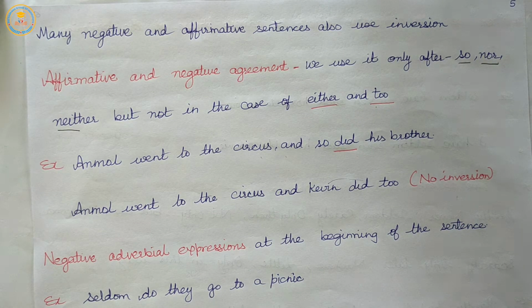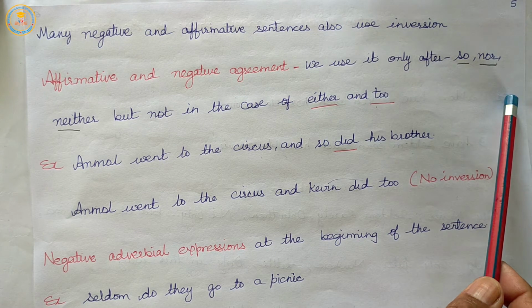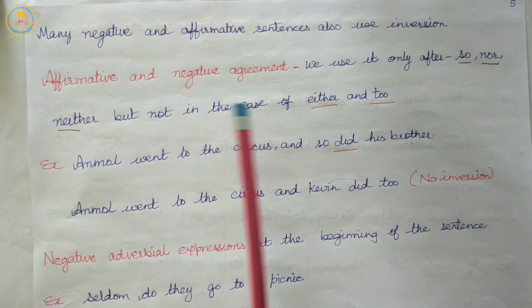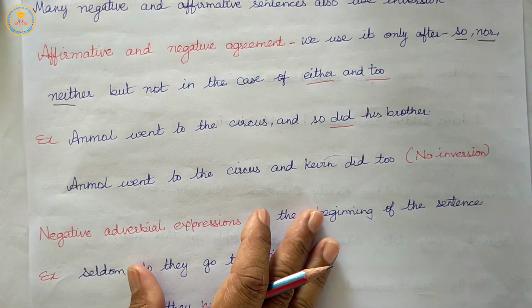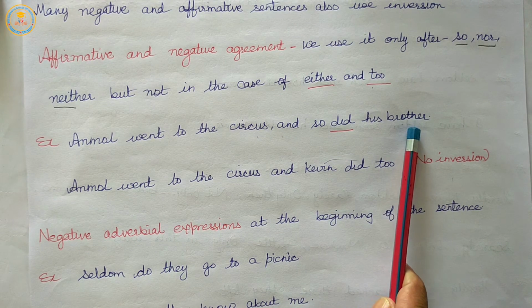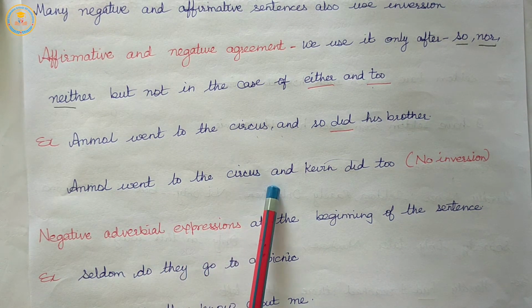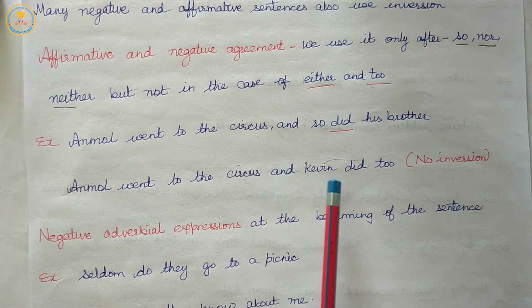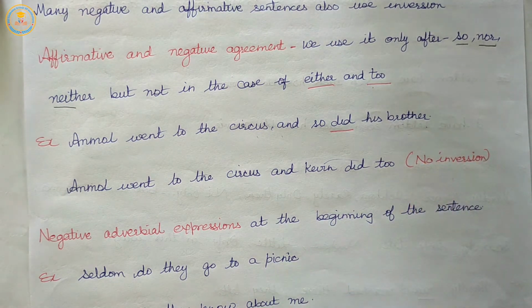Many negative and affirmative sentences also use inversion, and it is used only after so, nor, or neither, but not in the case of either and too. Example: Anmol went to the circus and so did his brother. Anmol went to the circus and his brother did so. You can write here brother Kevin.